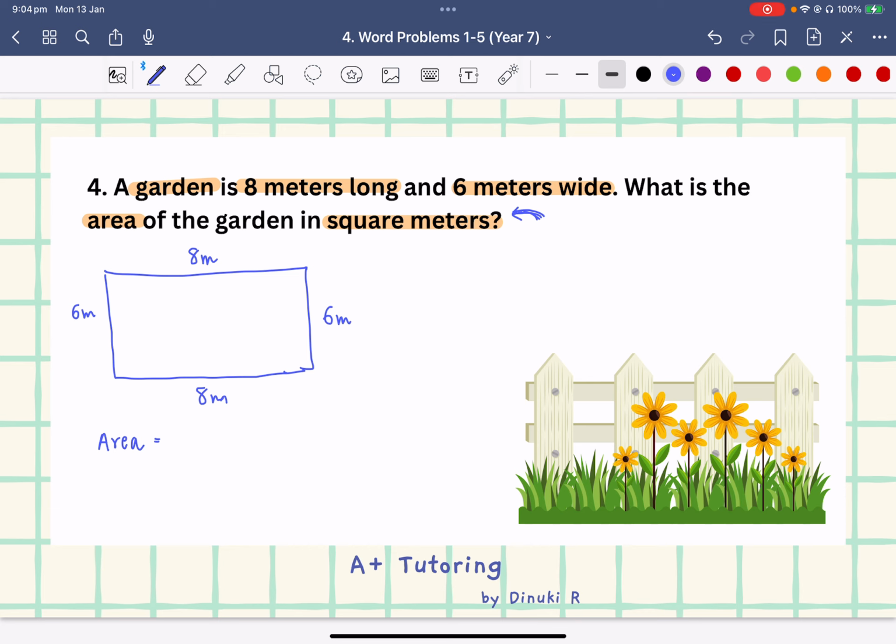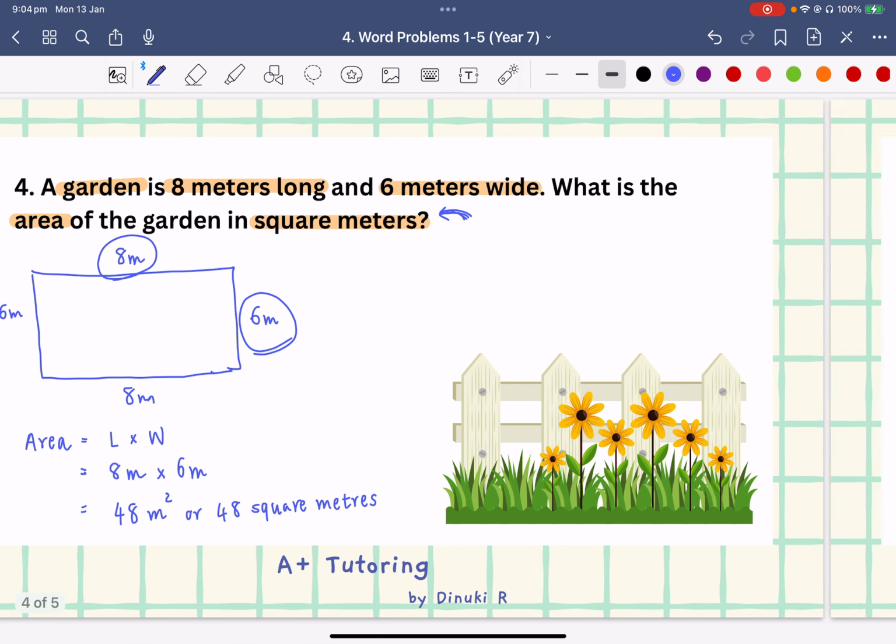It is length times width, right? And we know what the length and the width are. So the length is 8 meters and the width is 6 meters. 8 times 6 is 48. And this answer becomes meters squared or square meters. Cool. Let's move on to the next question.